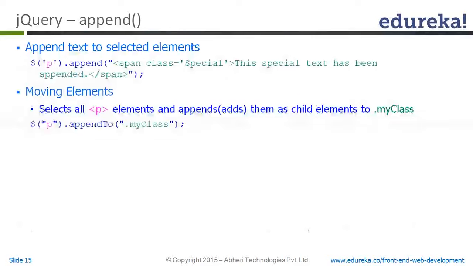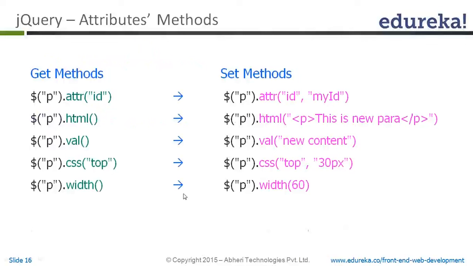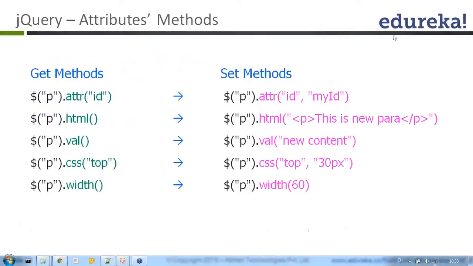So jQuery has got get methods and also set methods. Generally get methods look like this. For example, attribute and give ID value, so basically this gets the ID attribute value which is there on the selected elements. Note that when you have more than one element, it always returns an array of objects, so you have to iterate through them.